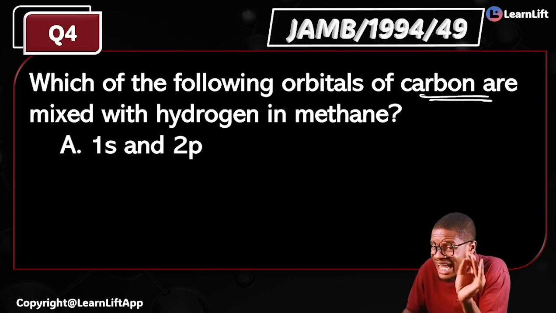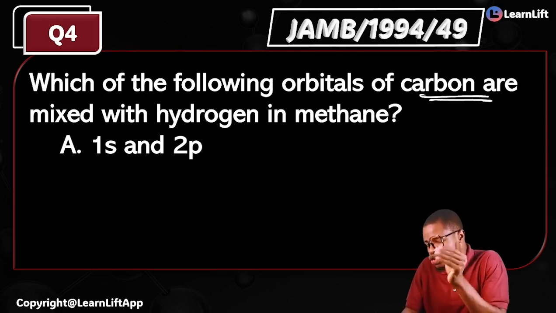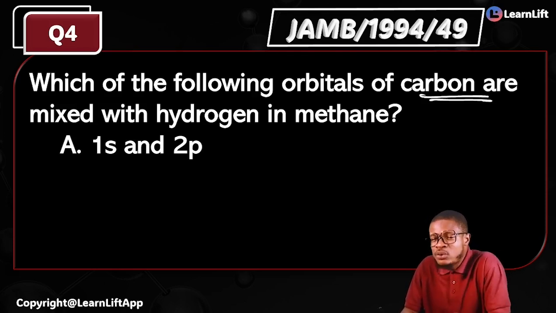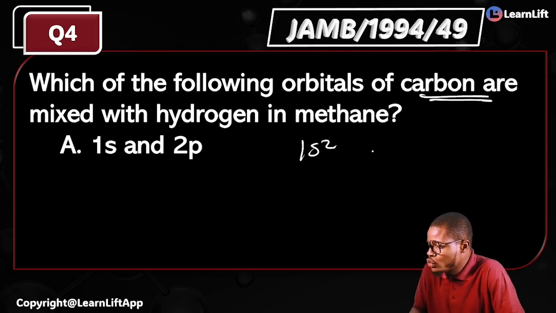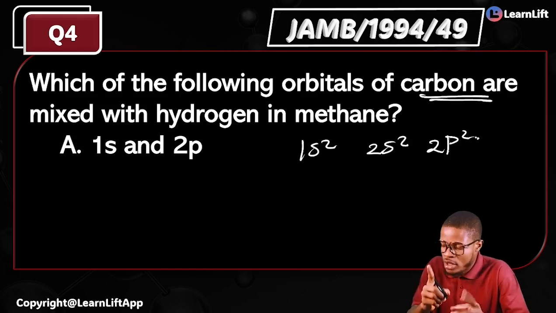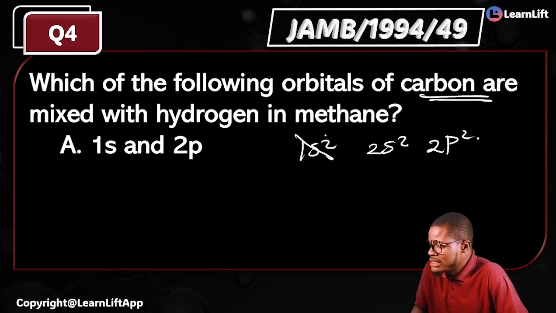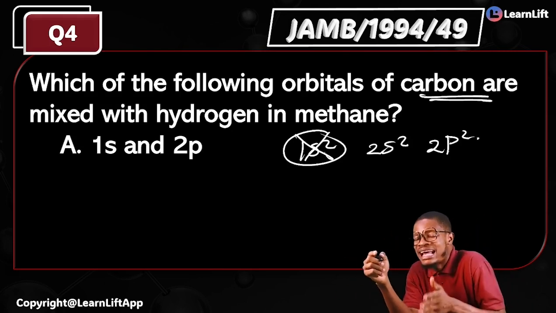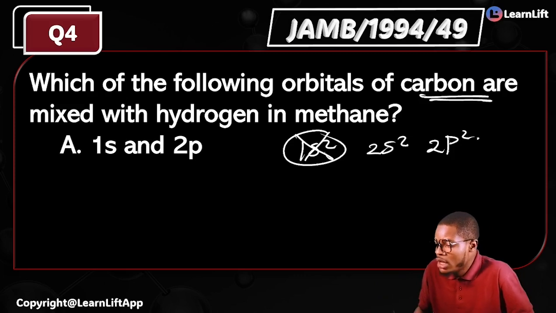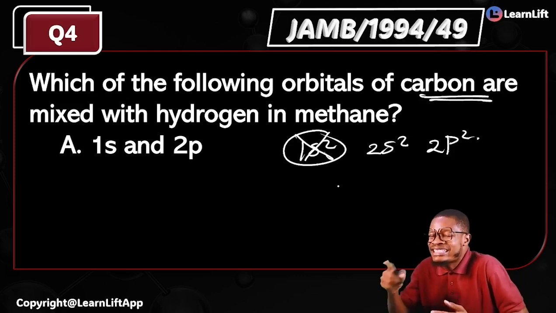In hybridization, we learned this. You should remember it, because in carbon, I told you, we have 1s2, 2s2, 2p2 in your carbon, right? What did we conclude? We said that the 1s does not take part in hybridization. Hybridization is between 2s and 2p orbitals, where it is in the excited state.